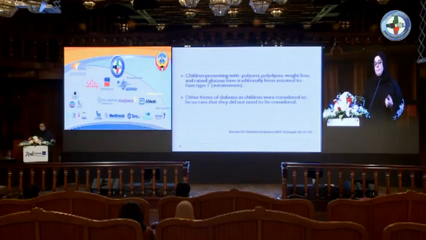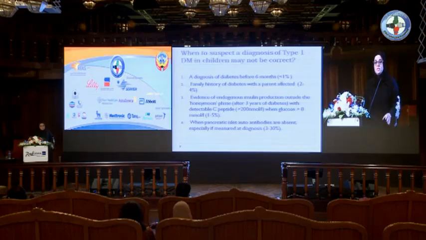When we were taught in medical school, and even when we started our clinical practice, children presenting with polyuria, polydipsia, and high blood sugar were type 1 diabetes, and we rarely thought of other types of diabetes in children. So we did not consider them, we did not look for them, and we even started insulin without doing the basic workup. So when shall we suspect that type 1 diabetes in children is not correct?